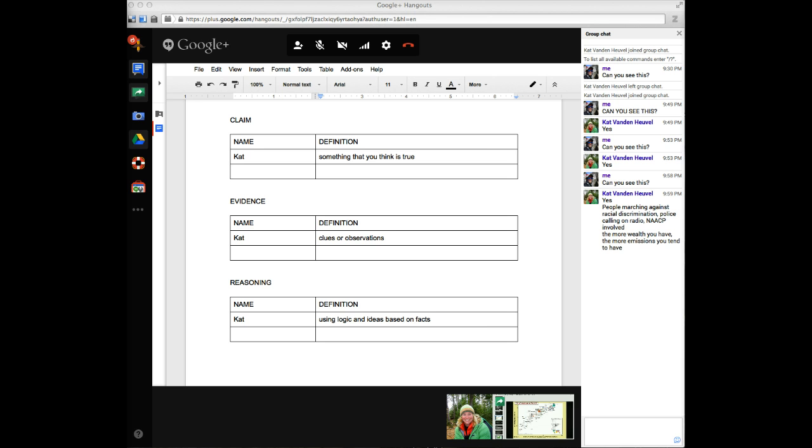Okay, got some responses. Kat, you said the more wealth you have, the more emissions you tend to have. And why do you think that's true? Well, it just seems like there's a lot more bigger circles and bubbles as you get higher on the X and Y axis.